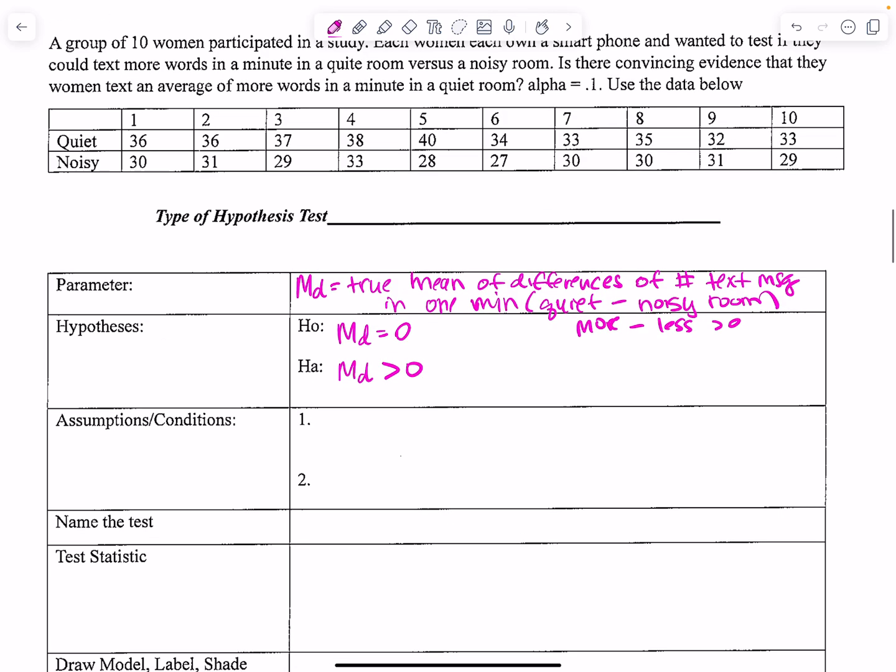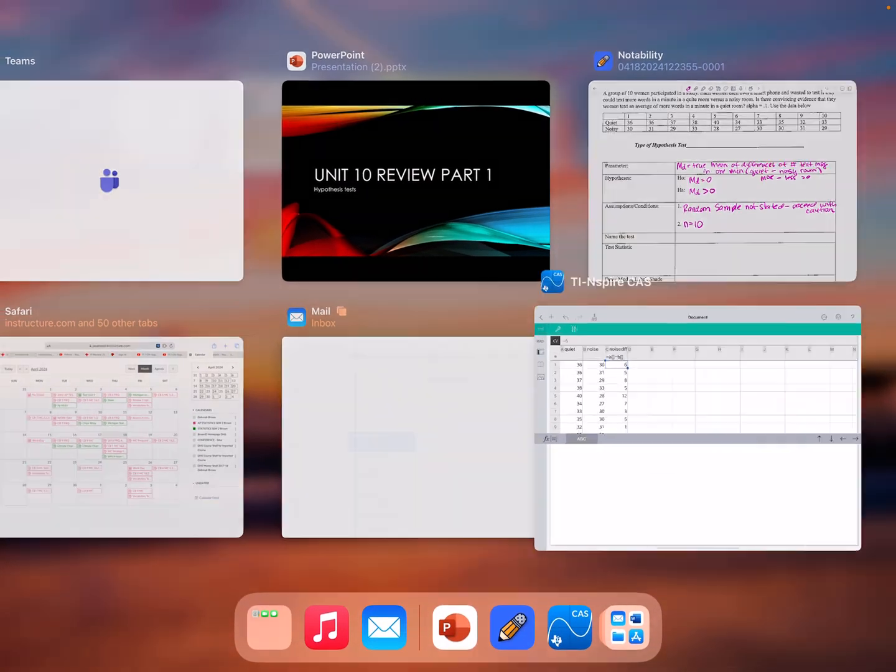Random sample. Now, this was not a random sample. It's not stated. Random sample not stated. And so we're going to proceed with caution. We're going to proceed, but we have to be careful because we're not guaranteed that the results are going to be reliable. Secondly, my n is equal to 10, so we have to check the graph.